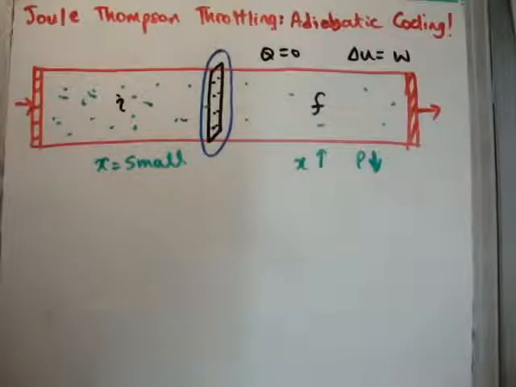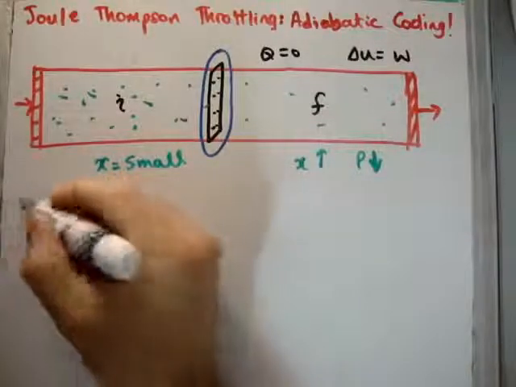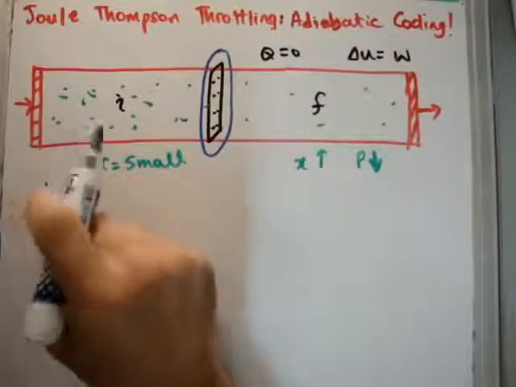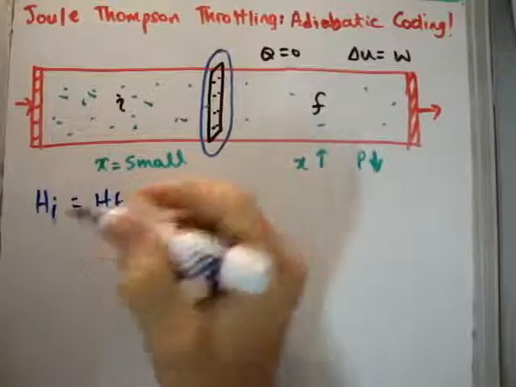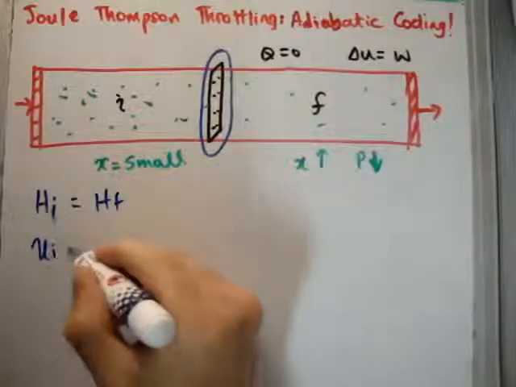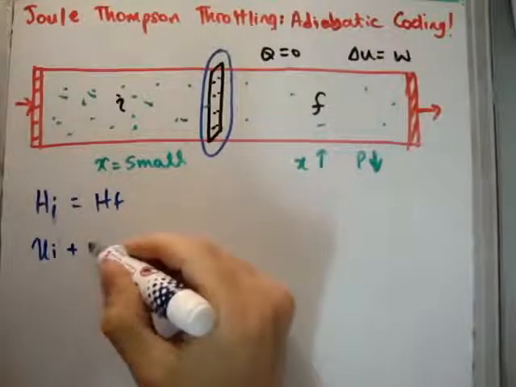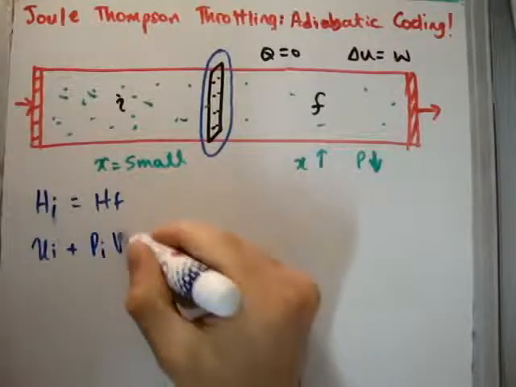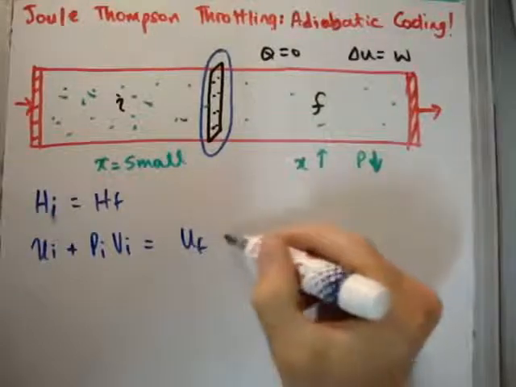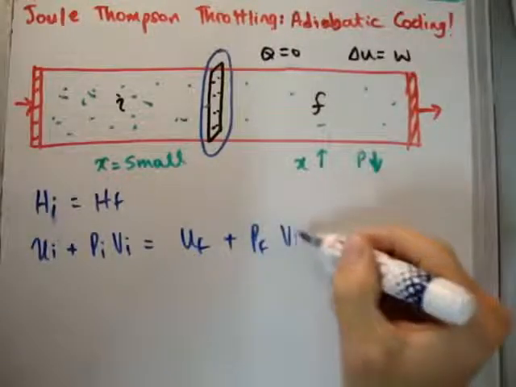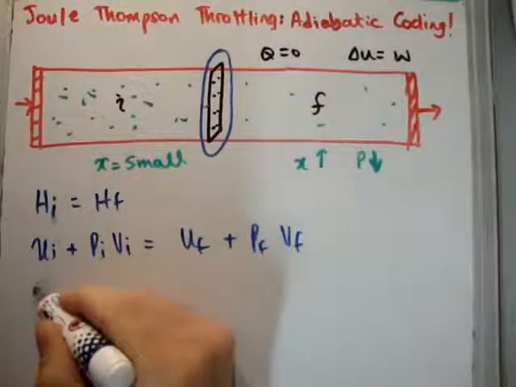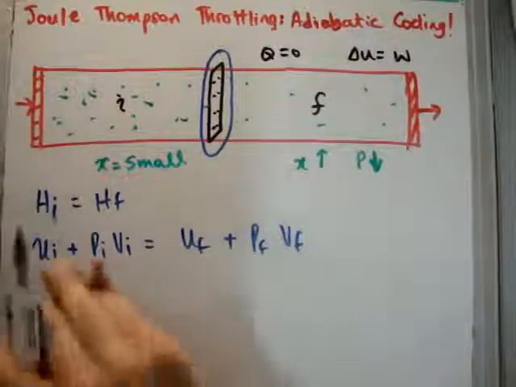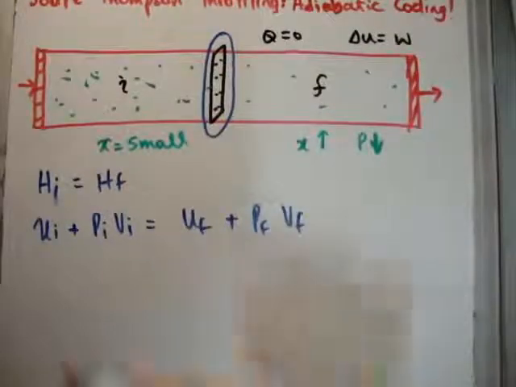What's happening is as follows: H initial is equal to H final, or U initial plus P initial V initial is equal to U final plus P final V final. Now, the internal energy can be thought of as being both potential and kinetic.